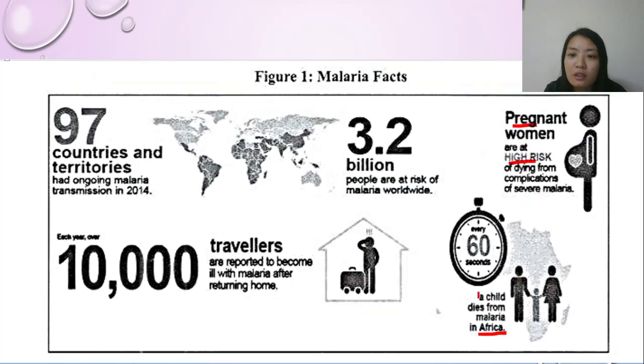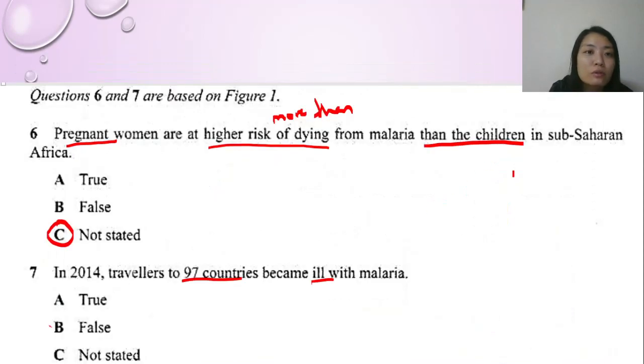Or let's say the question says many children die in 60 seconds, whereas here a child dies. So there's a direct contradiction. Or if the text says there's a low risk, then only you choose false. Otherwise, you choose not stated. Okay, because it doesn't say more than or less than or whatever, you don't know. Then you choose not stated.